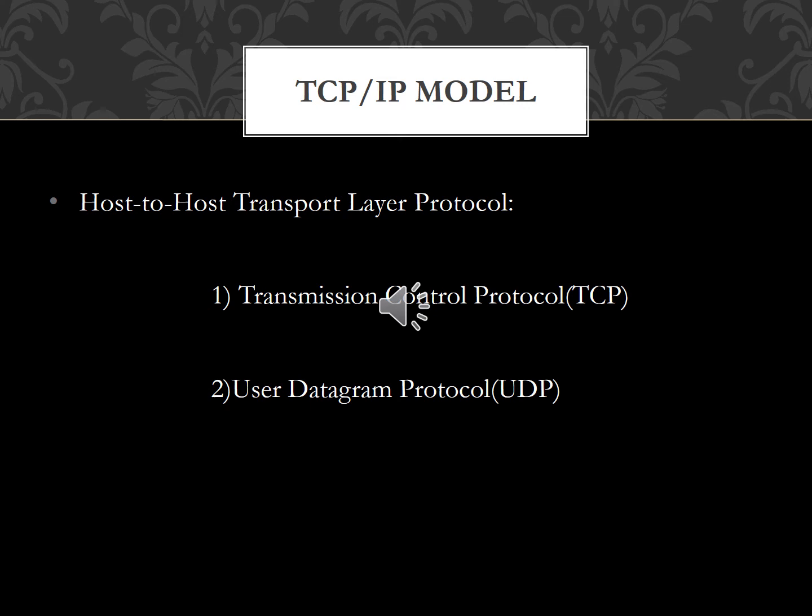The difference between TCP and UDP is that TCP is acknowledged, UDP is unacknowledged. TCP is sequenced, UDP is unsequenced. TCP is connection-oriented, UDP is connectionless. TCP is reliable, UDP is unreliable. TCP has high overhead, which is slower, while UDP has low overhead, which is faster.